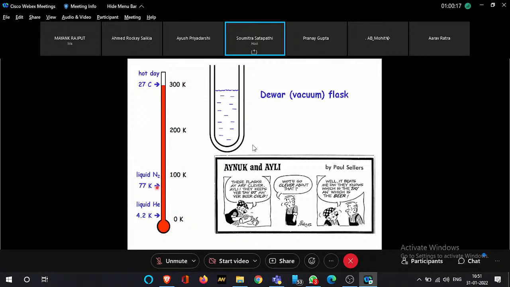When you go to low temperatures and cool further, you reach 4.2 Kelvin. That is liquid helium, so this is 4.2 Kelvin. But what happens if we go to 0 Kelvin? Let's say I have a piece of sodium and I am cooling it from 300 Kelvin. By using liquid nitrogen, I can cool it to 77 Kelvin. By liquid helium, I can cool it to 4.2 Kelvin. But what will happen if I go to 0 Kelvin?